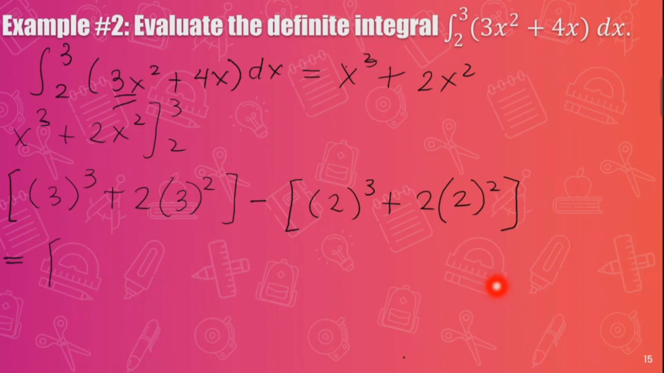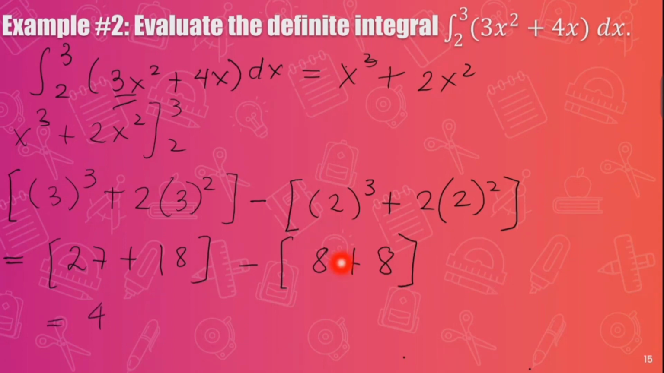3 cubed is 27 plus 3 squared is 9 times 2, we have 18 minus 2 cubed is 8 plus 2 squared is 4 times 2, we have 8. Then 27 plus 18 is 45 minus 8 plus 8 is 16 and 45 minus 16 is 29. So therefore, 29 is the final answer.